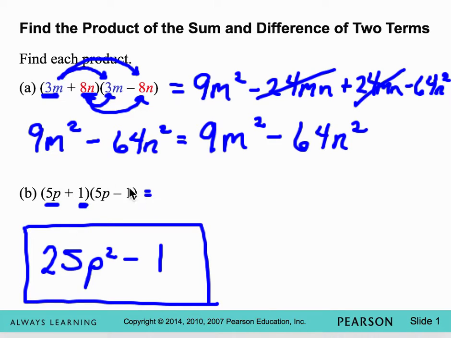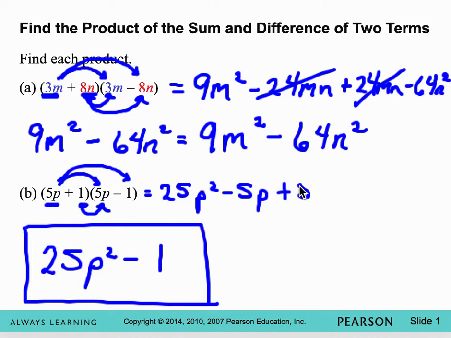Okay, one last time. Look what this would be. 25p squared minus 5p plus 5p. And then minus 1. Those add to 0.